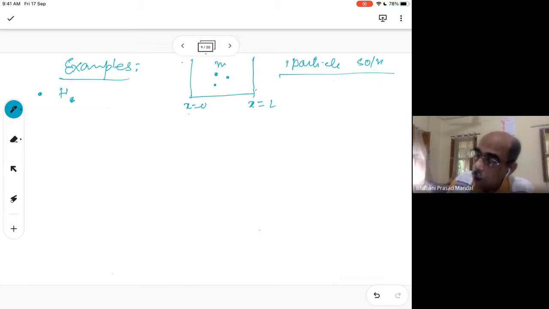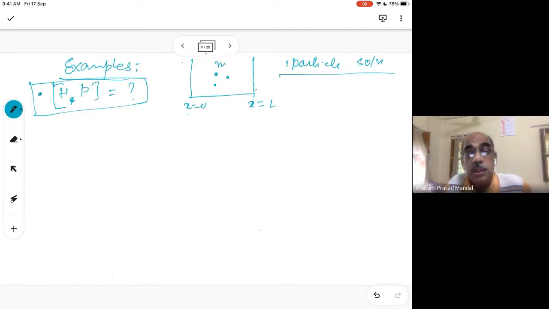For this box problem, this is a question for first course in quantum mechanics, BSc. So what is the value of the commutator of H and P for a particle in the box? Okay, so you don't have to answer right now. If you answer right now, you'll get a wrong answer. Think of it. When I am asking the question, there is some important physics behind it. So the one particle solution, everybody knows.